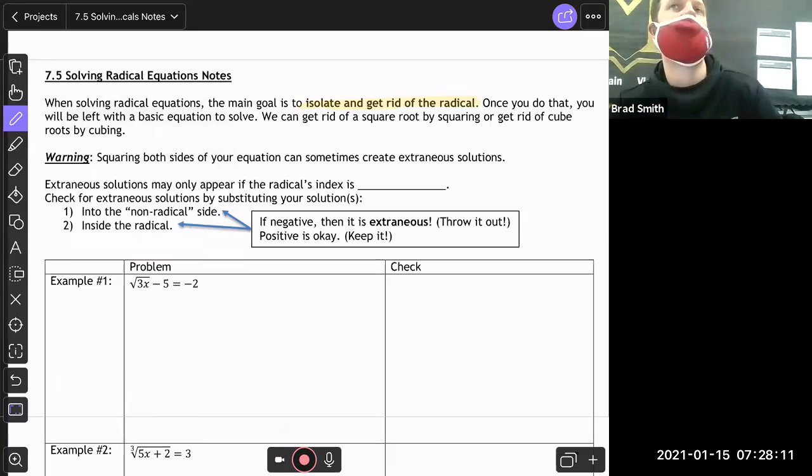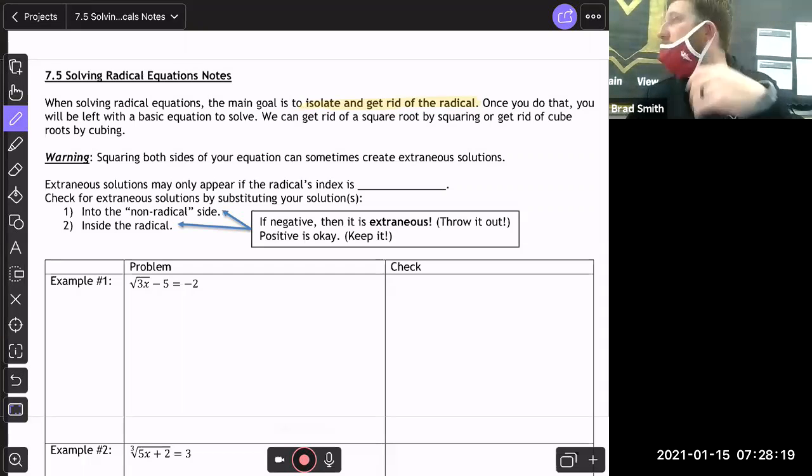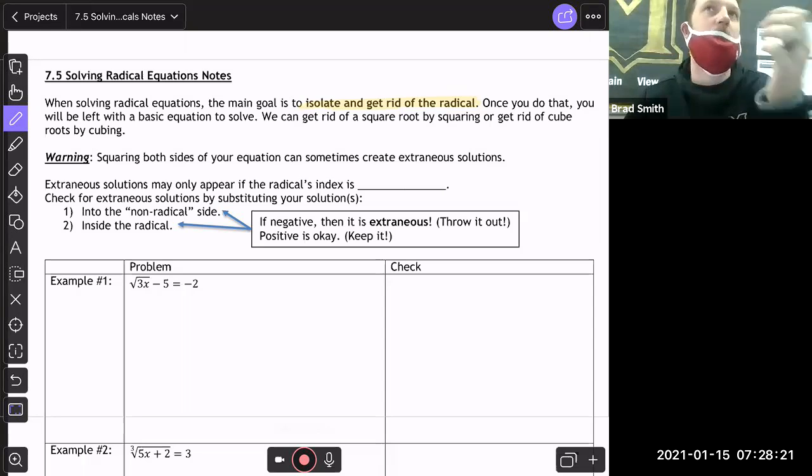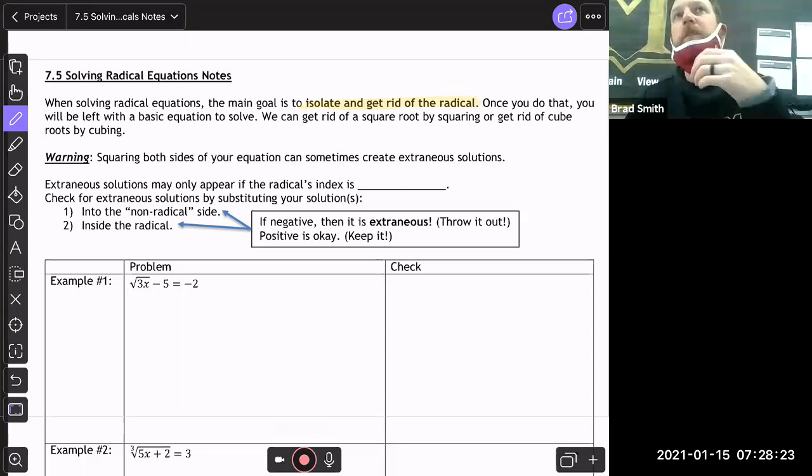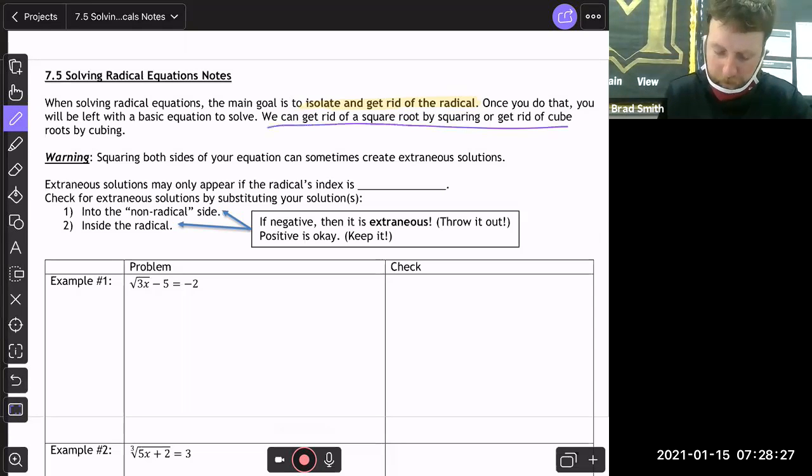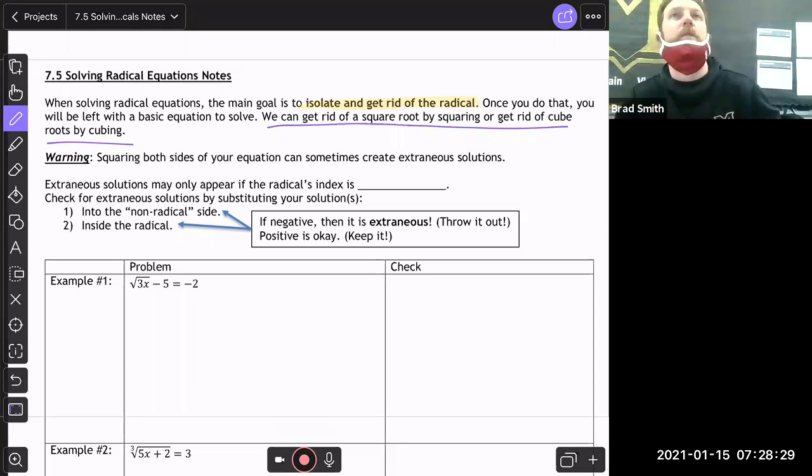Whatever the other stuff is on the outside, you want to get rid of that first, because that's what isolate means: get the radical by itself. Once you do that, you'll be left with a basic equation to solve. And we can get rid of the square root by squaring or get rid of the cubed root by cubing. So boom.